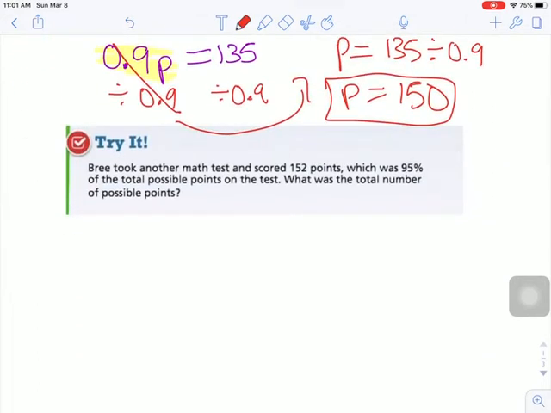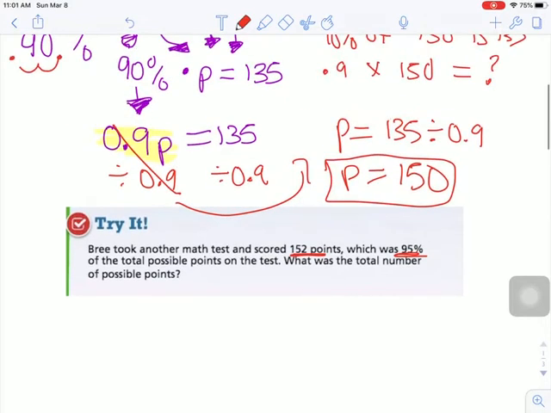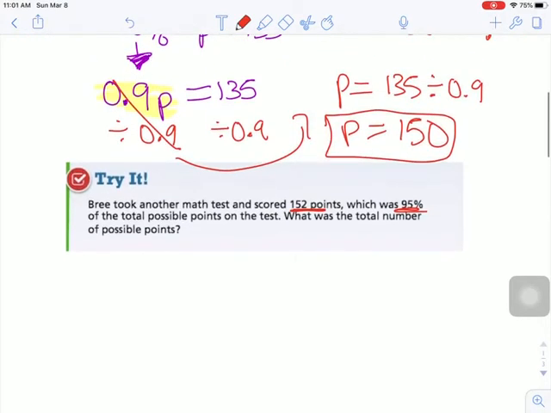All right, let's try one. Bree took another math test and scored 152 points, which was 95% of the total points possible. So how many points were possible on the test? So let's go ahead and write the equation together, and I'm going to have you guys solve it out. So we know we have 95% of our unknown. We don't know our total possible points. So actually I'm going to turn this of into what we know is a multiplication.